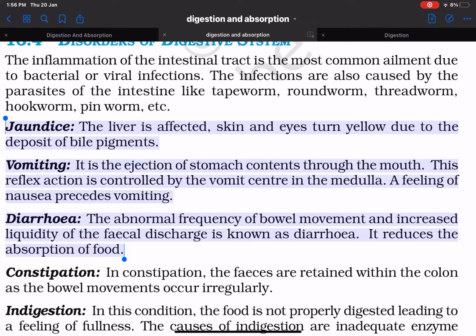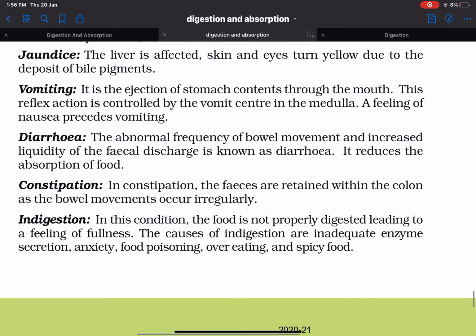Diarrhea. The abnormal frequency of bowel movement and increased liquidity of the fecal discharge is known as diarrhea. It reduces the absorption of food. Constipation. In constipation, the feces are retained within the colon as the bowel movements occur irregularly. Indigestion. In this condition, the food is not properly digested, leading to a feeling of fullness. The causes of indigestion are inadequate enzyme secretion, anxiety, food poisoning, overeating, and spicy food.